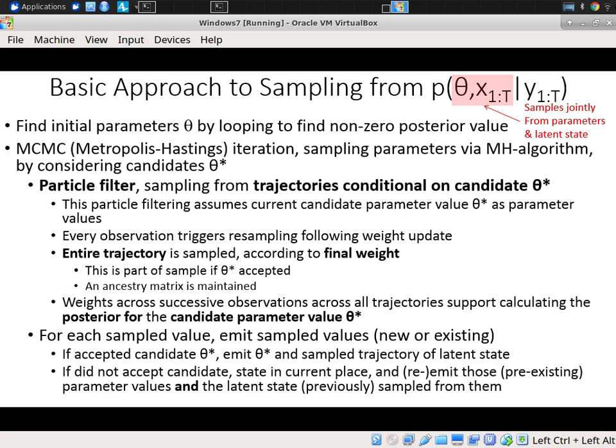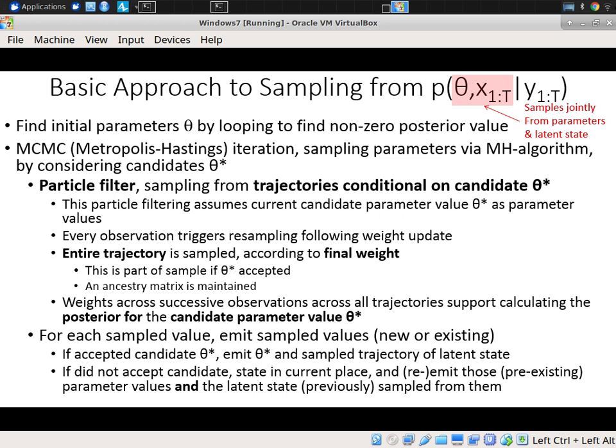The key difference here is that in order to evaluate the candidate, we're going to need to perform particle filtering. Because we're going to want to assess the posterior for that candidate, and that will involve estimating the latent state. So, sampling from the latent state to get a particular trajectory. And actually, in the process of performing particle filtering, we're going to get an understanding, not just from the trajectory we sample, but from the weights across all particles and across all time steps in the particle filtering. That's going to give us a key value we need to evaluate the posterior.